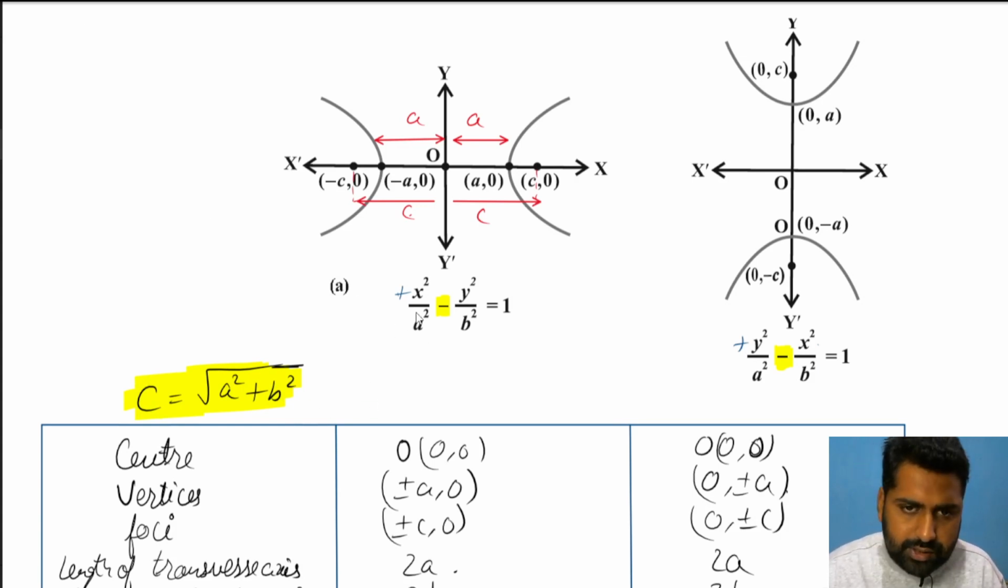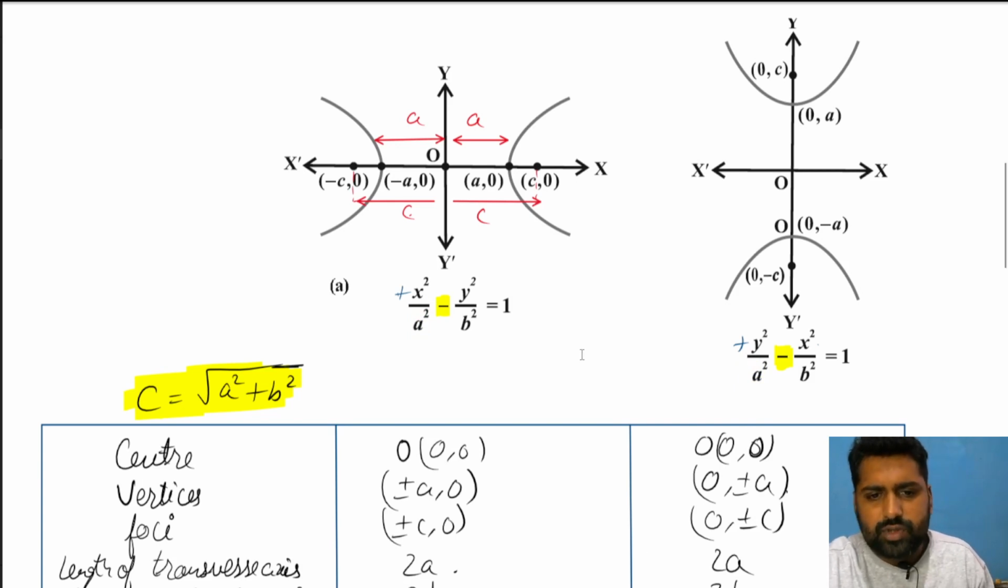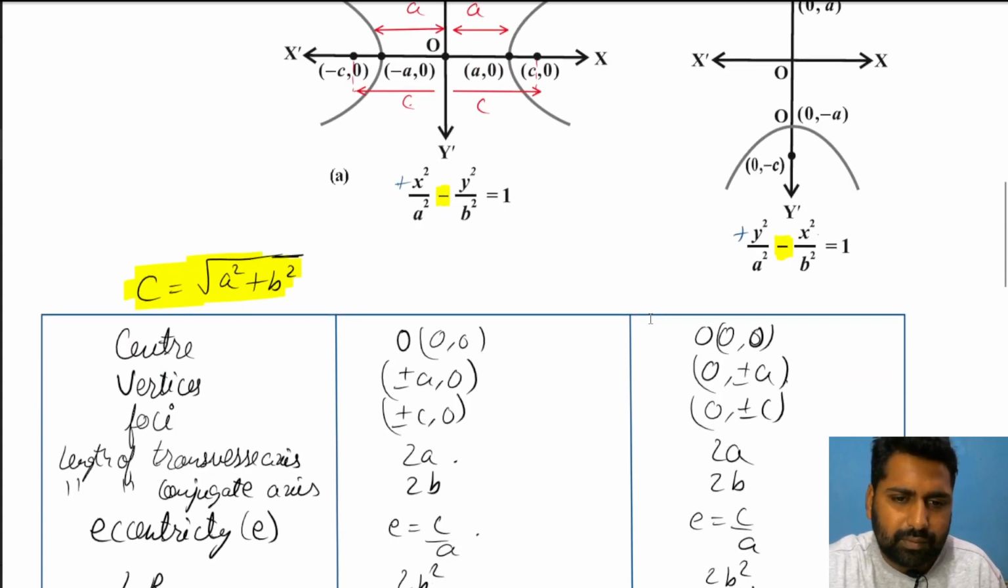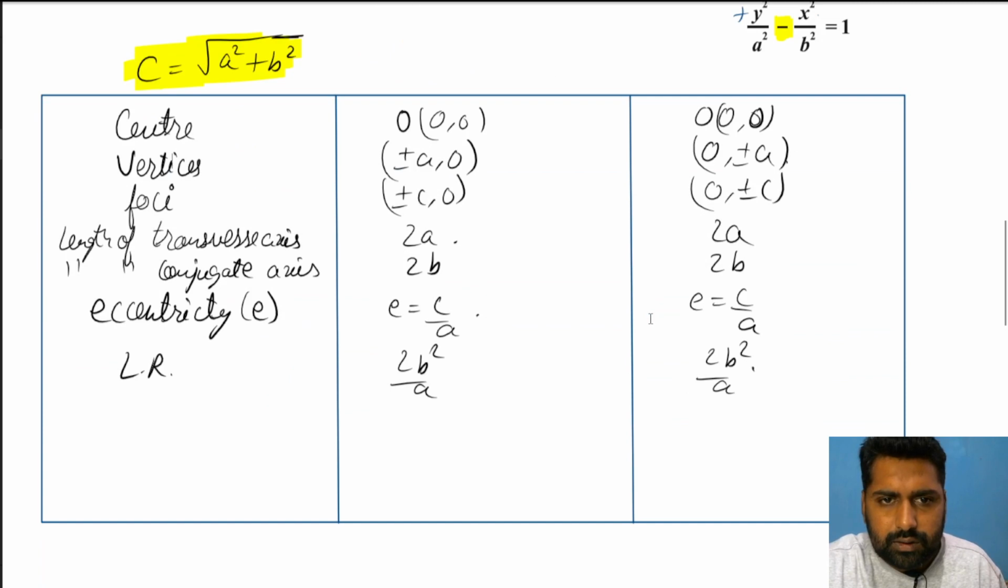Whatever is written first, whether it is x square or y square, the first denominator will be your a square, and the second denominator will be your b square. So there is no such constraint that a has to be greater than b like we had in the ellipse. Technically, I'll say this one is even simpler than the ellipse. So we have covered all the points here.